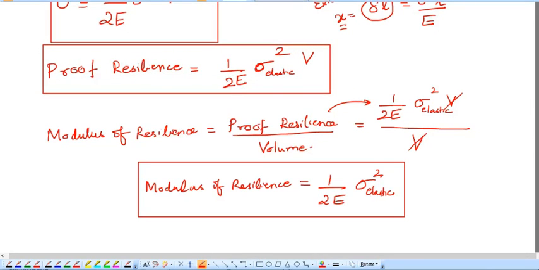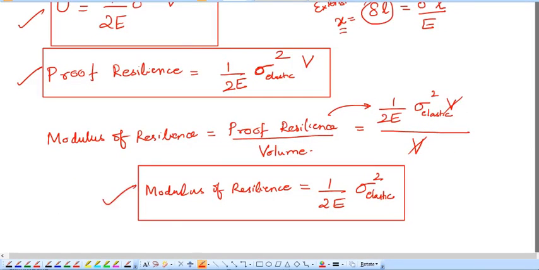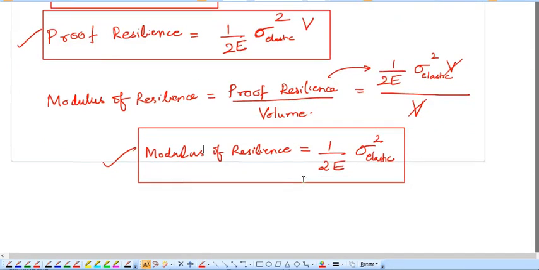So we have found what is the strain energy, what is the proof resilience, and what is the modulus of resilience. For these three terms, we have calculated the formula. Next, we are going to derive the strain energy stored in a body due to a suddenly applied load.